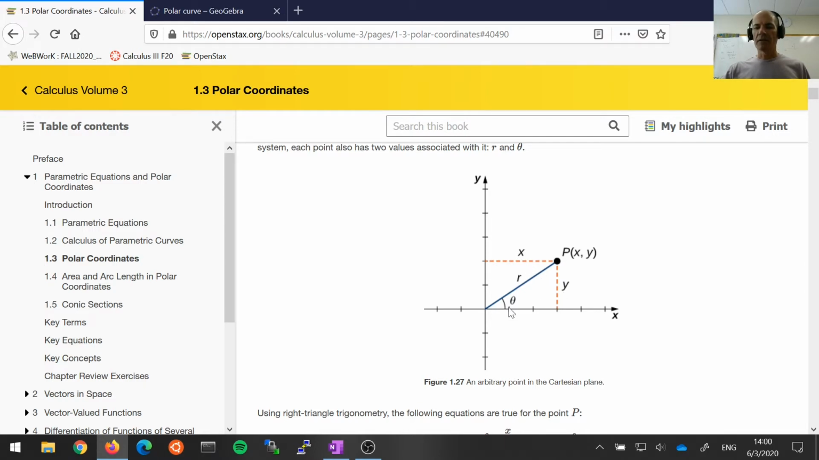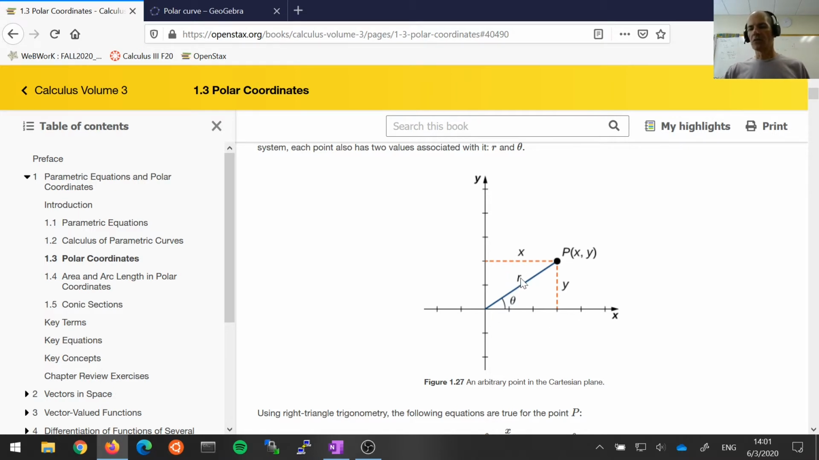And theta, being the angle inside this triangle, the tangent of theta is the ratio of the opposite to the adjacent side lengths, y over x. So we have a quick formula for theta. Tangent of theta is equal to y over x. And we can solve for theta using arctan, and we get the familiar formula that theta is equal to arctan of y over x.